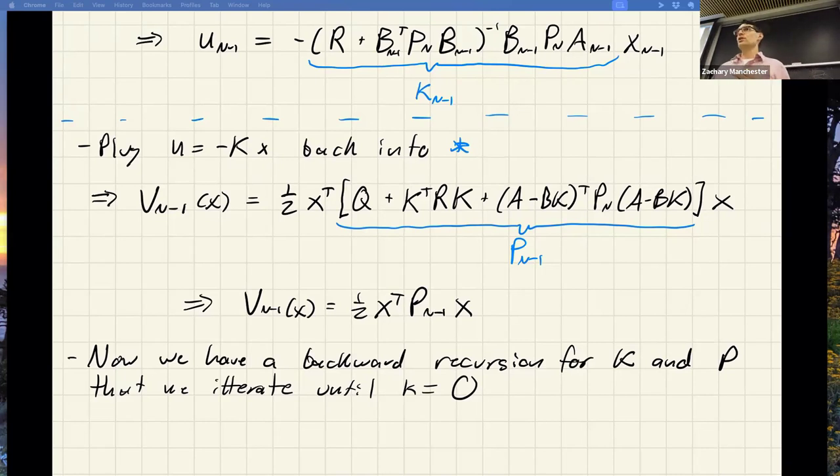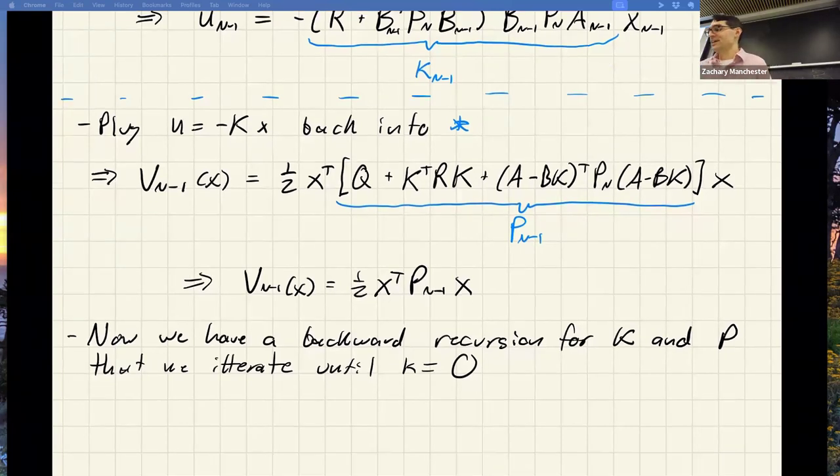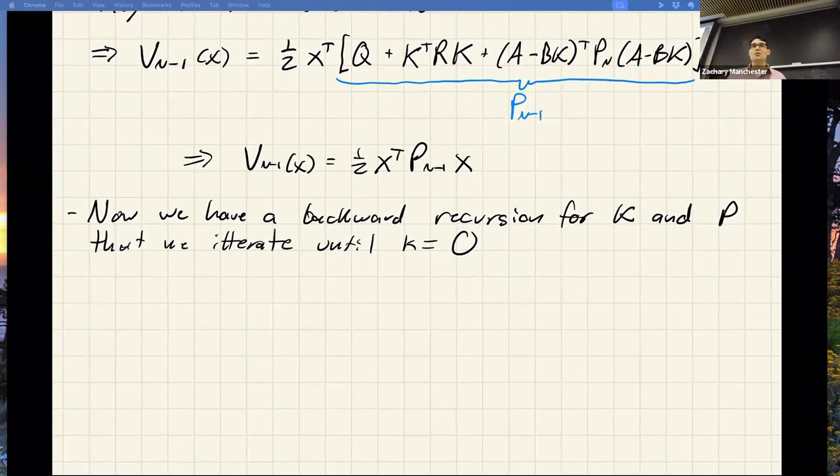That makes sense, everybody? The cost to go. In the case of LQR, the cost to go is always a quadratic function. And it turns out the P is the Hessian. Okay. Is that cool with everybody? Any questions about any of this?